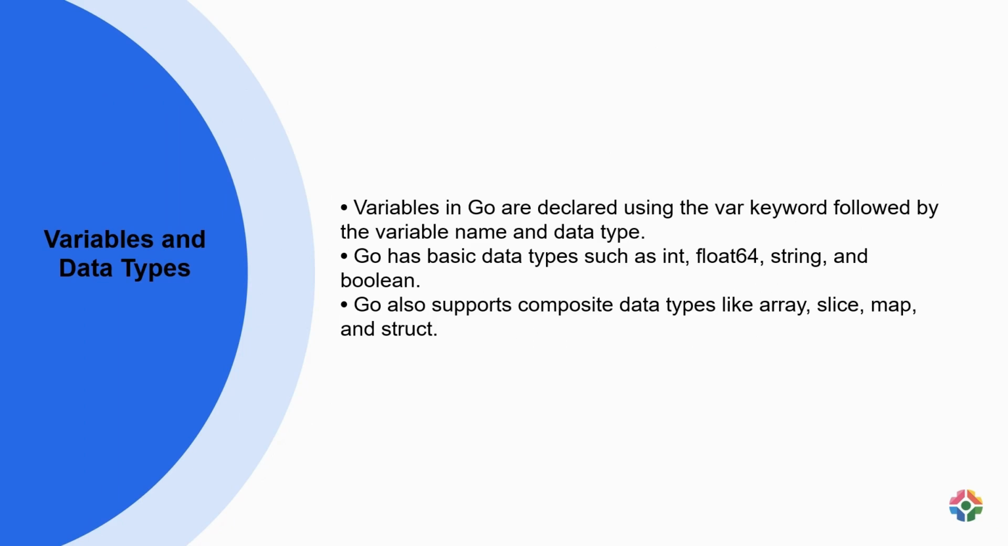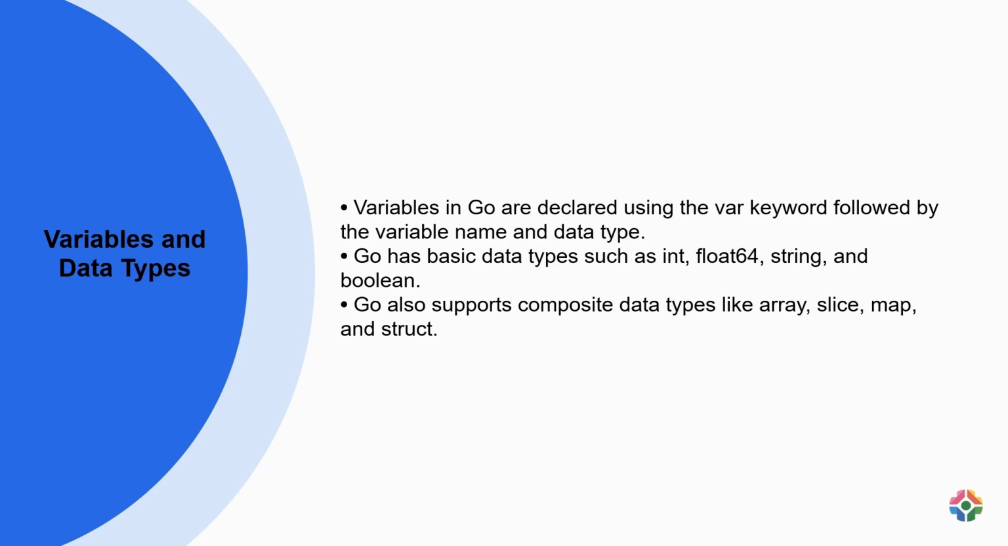In Go, variables are declared using the var keyword, specifying the variable name and data type. Basic data types in Go include int, float64, string, and boolean. Alongside these, Go supports composite data types such as array, slice, map, and struct. For example, a variable age can be declared as an int type for storing integer values. Similarly, a variable name can be declared as a string type to hold textual data.